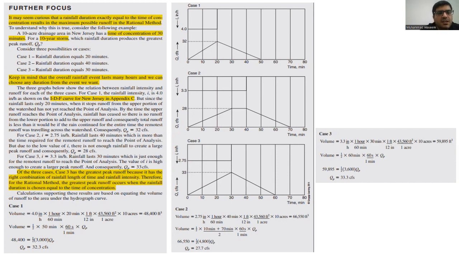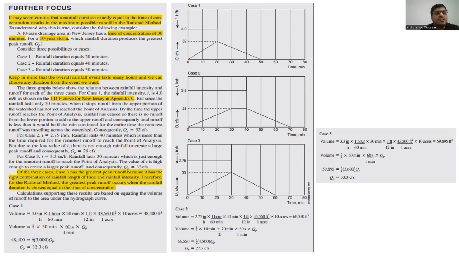For case 1, the rainfall intensity I is 4 inches per hour, shown on the IDF curve for New Jersey in Appendix C. You can just go to the New Jersey Appendix C curve and find the intensity, which is 4 inches per hour.